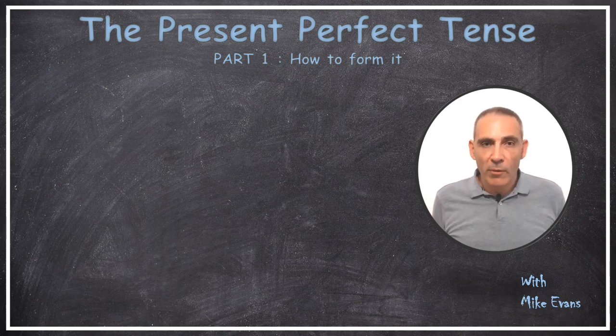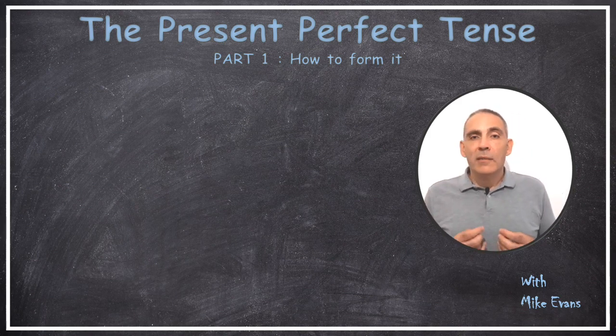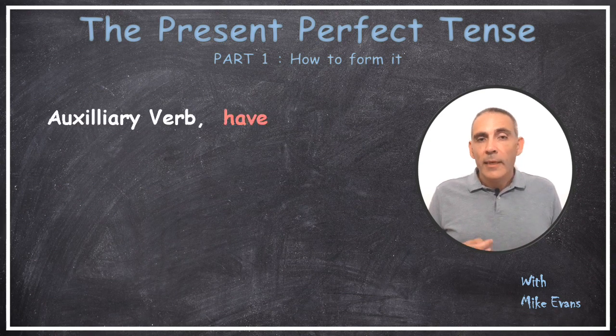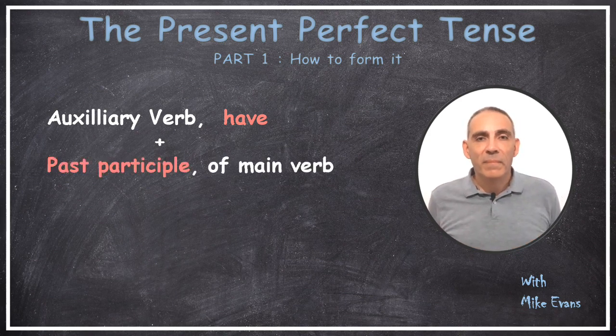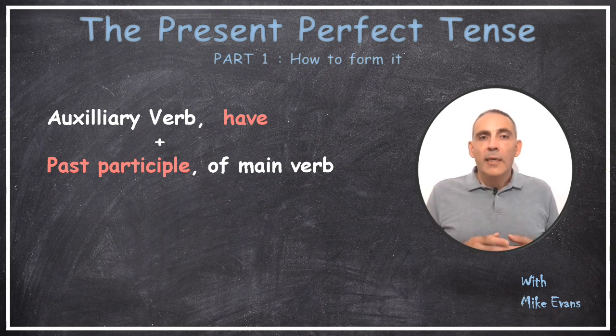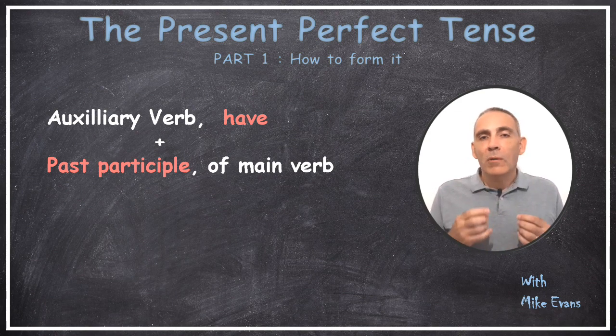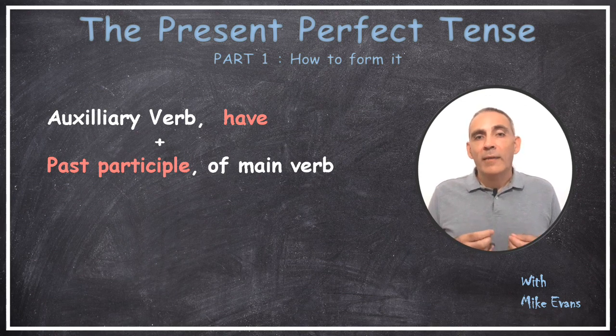So, to summarize, to make the present perfect tense, we need the auxiliary verb have, and then the past participle of the main verb. Now that you know how to form it, in the next lessons we're going to talk about the most important aspect, when to use the present perfect tense.